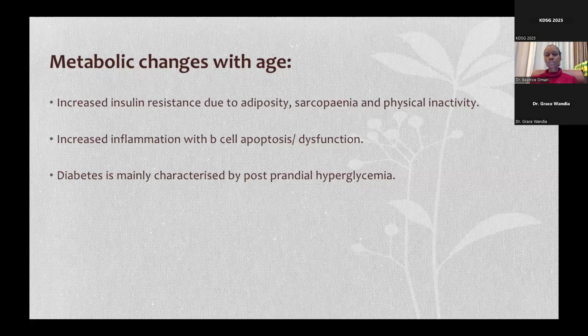Then you realize that these same patients, apart from insulin resistance, are also having beta cell apoptosis and beta cell dysfunction. So mainly the type of diabetes we see is significant postprandial hyperglycemia. Like in my patient, you realize fasting sugars are not so bad, but her postprandial sugars would go above 15.